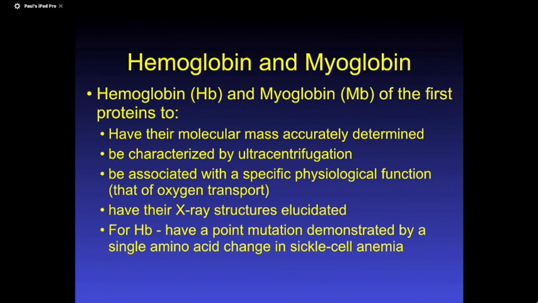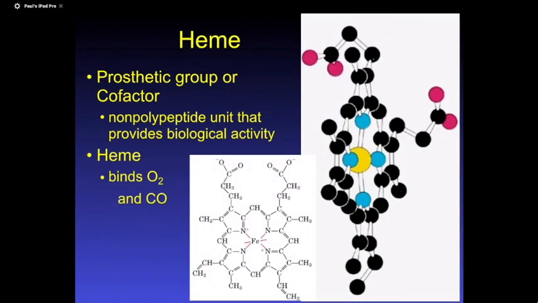Now, they bind to something, hemoglobin and myoglobin. What is the binding ligand in this case? Oxygen. That is not the only binding ligand, though. Heme. This protein, both hemoglobin and myoglobin, cannot function by itself with only amino acids. It has to have a functional extra piece. The extra piece is the heme group, called a prosthetic group or a cofactor. Okay? It's non-polypeptide, but it provides biological activity.